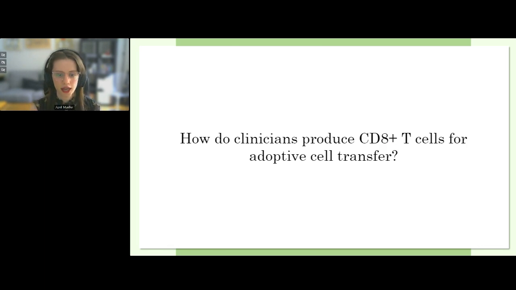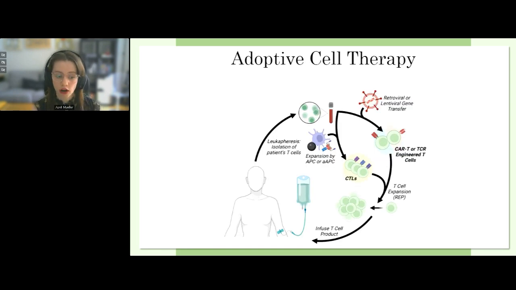So with all that in mind, how do clinicians or laboratory researchers actually produce these T cells for adoptive cell transfer? So CD8 T cells are first harvested from the patient's blood through a process called leukapheresis. Then they're genetically modified using lentiviral or retroviral agents to express either a chimeric antigen receptor, a CAR T cell, or a TCR against their antigen of interest. These cells are then expanded ex vivo in a process called T cell expansion or rapid expansion protocol, and then they're infused back into the patient to treat their cancer, their viral-associated cancer, or their autoimmune disease.